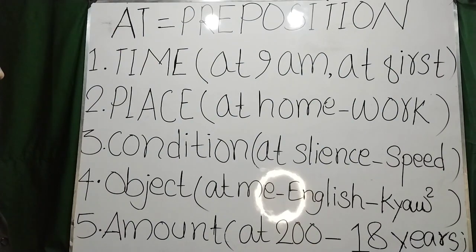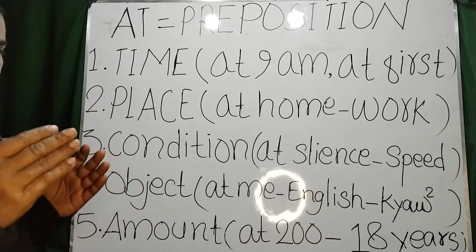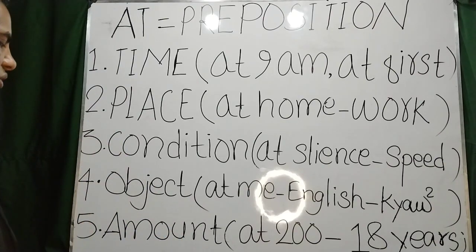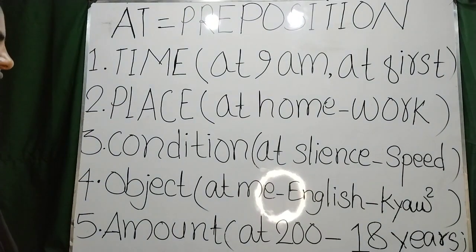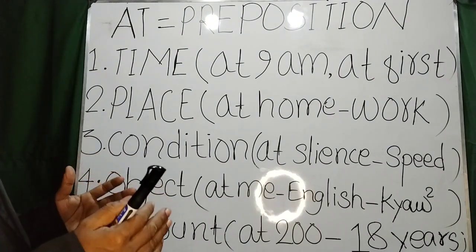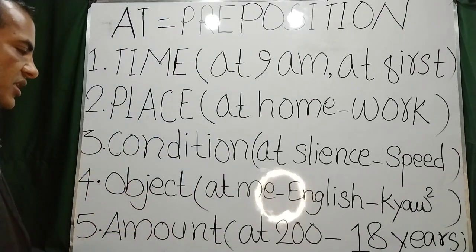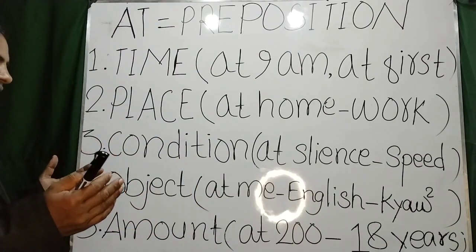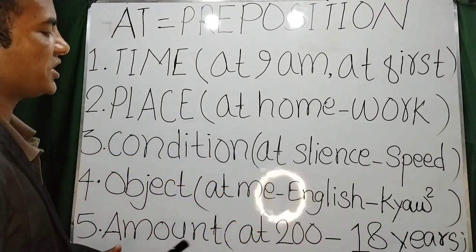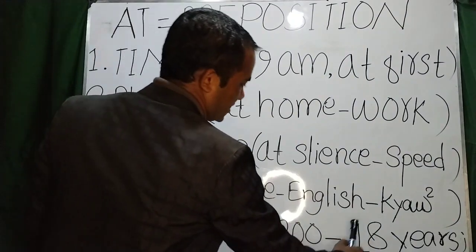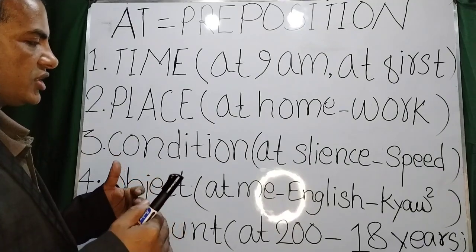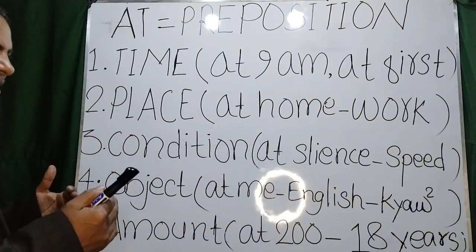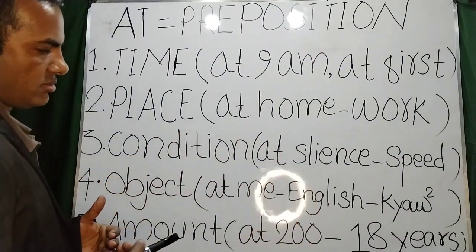Number five, amount. If we can describe an accurate and definite amount, at that time we can also use at. For example, at 200. If you would like to ask, at what price did you buy it? We can answer, I bought it at 200. Age, for example. When did you join the army? I joined the army at 18 years.